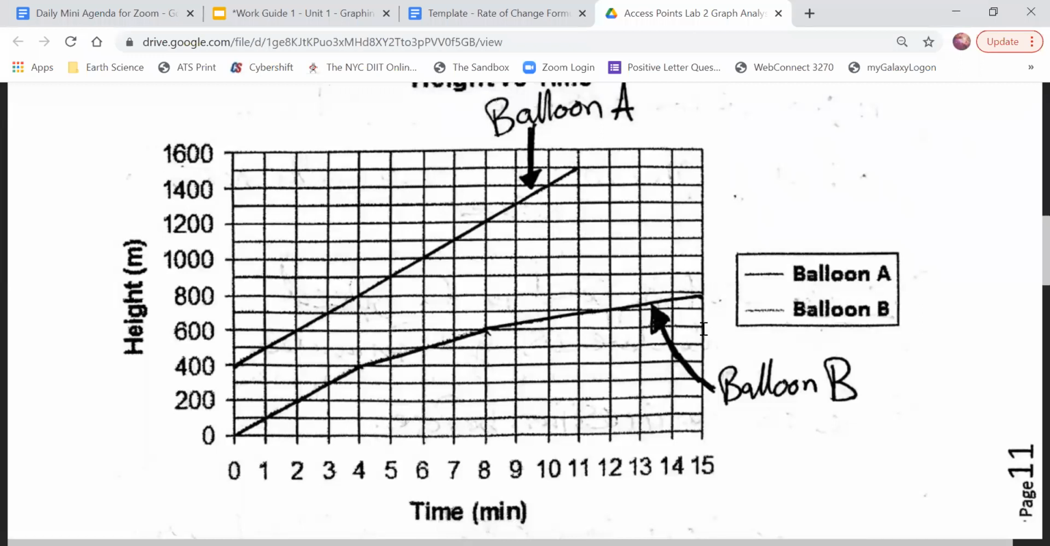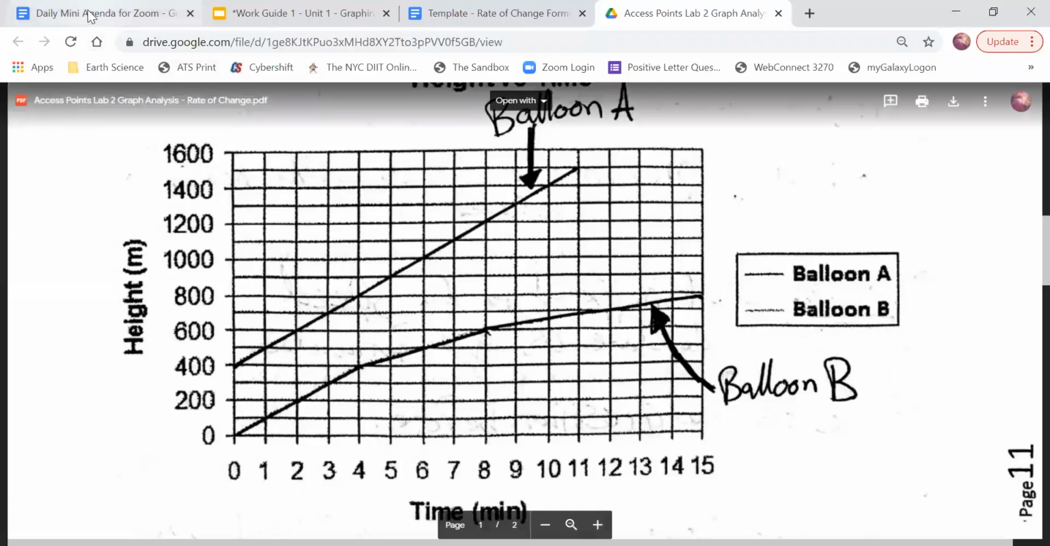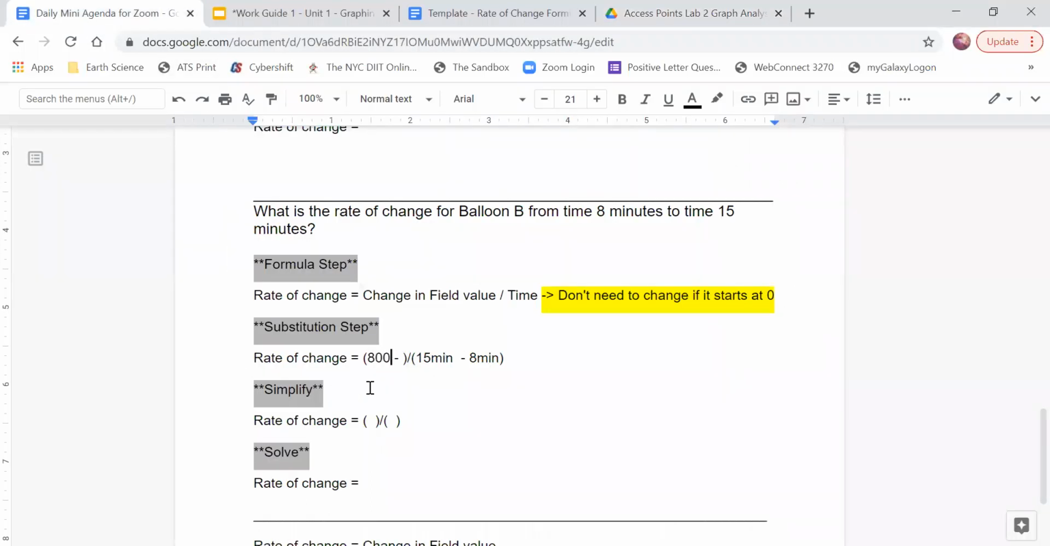So at 15 minutes, I come up to balloon B because that's the balloon it told me I'm working with. And I know that's not exactly touching, but I'm going to estimate for the sake of this example. I'm going to come over from my graph line and I see that 800 meters is probably the closest value we're going to use for 15 minutes on this data line. So over here, I'm going to put 800 meters. And you can write out meters if you want, or you can just put an M. M is meters, lowercase m, not an uppercase M.